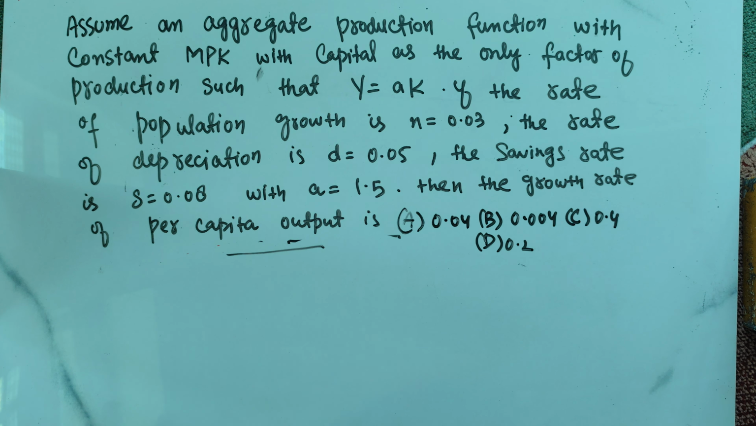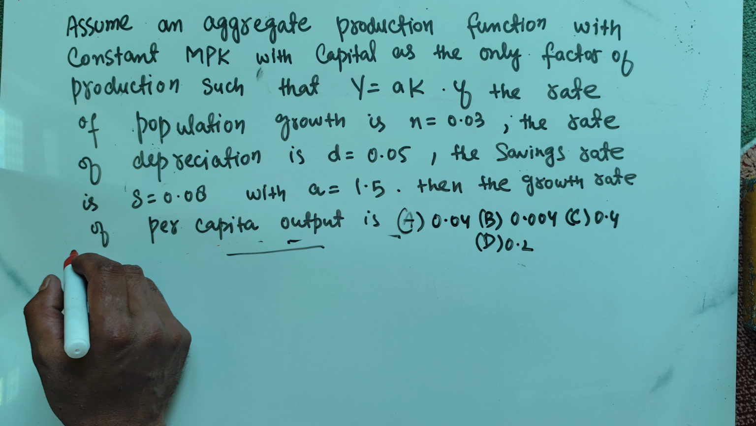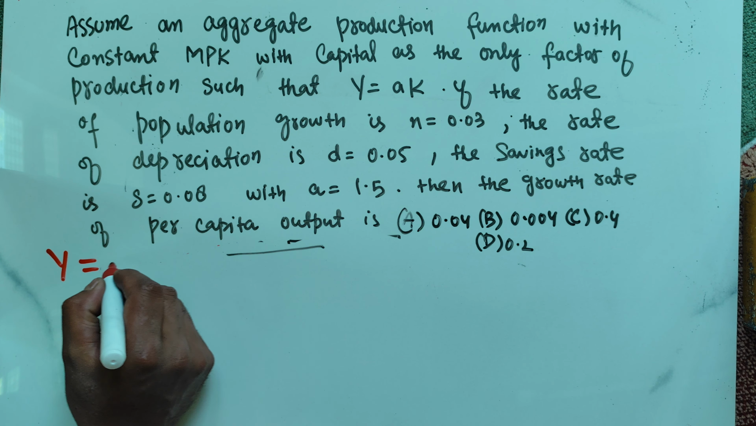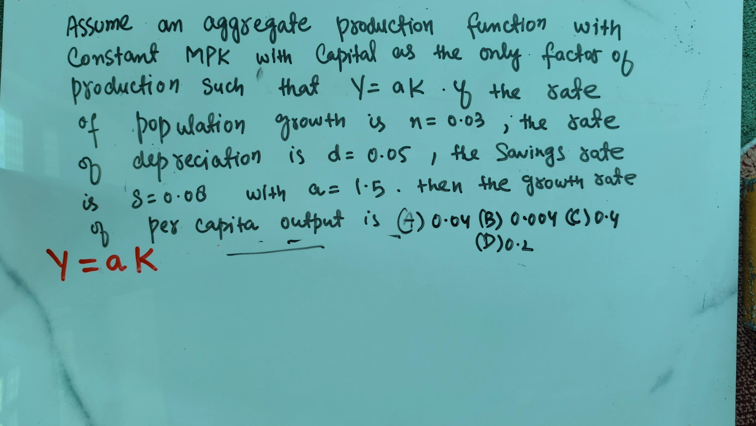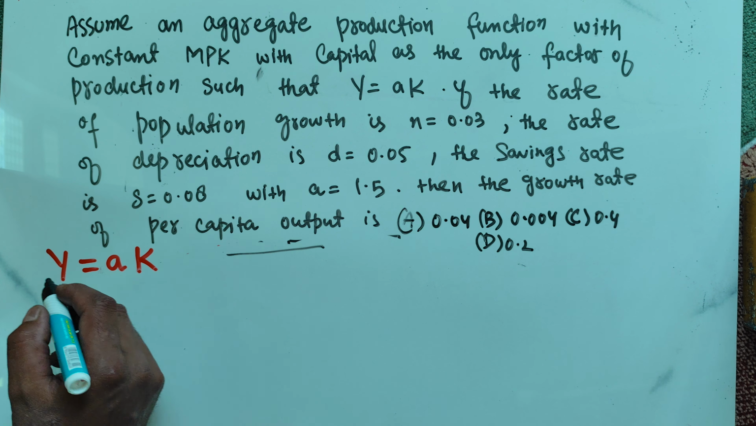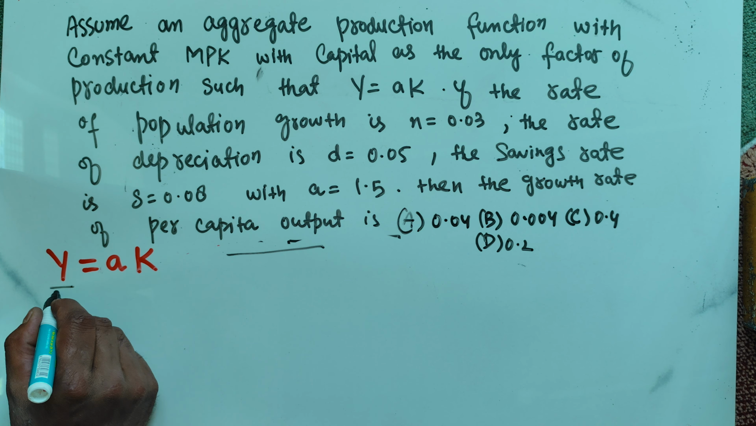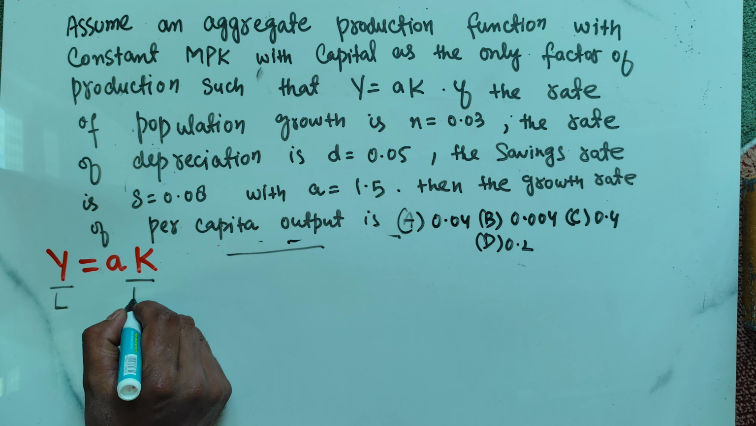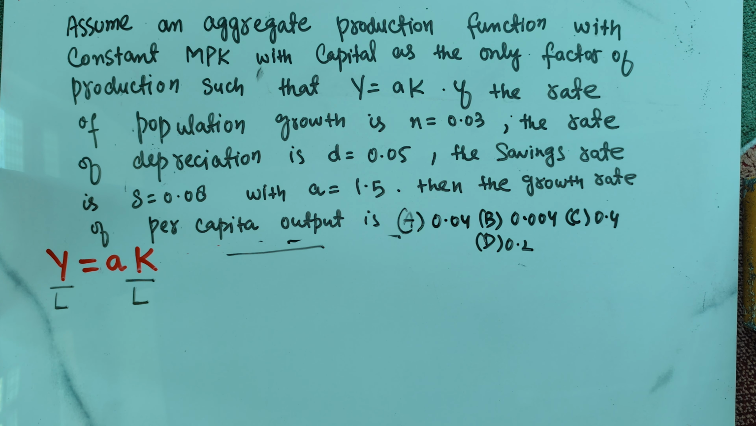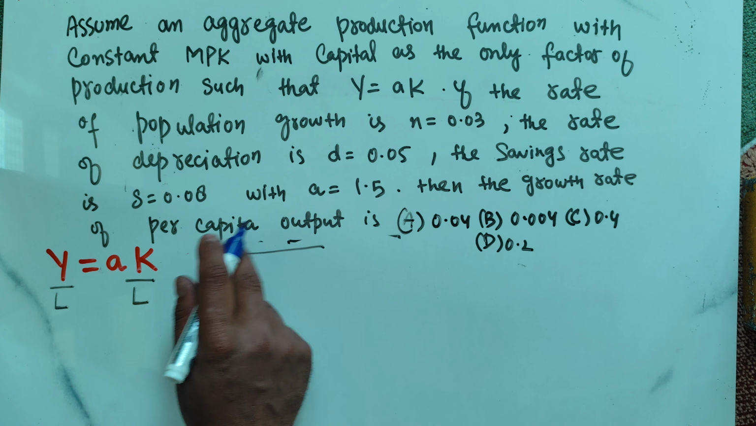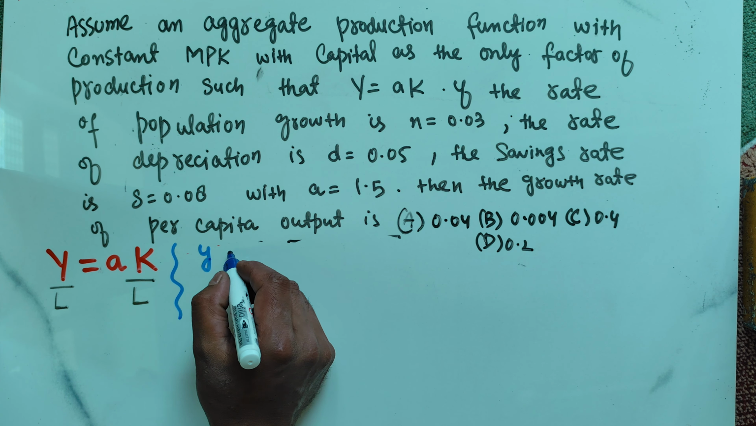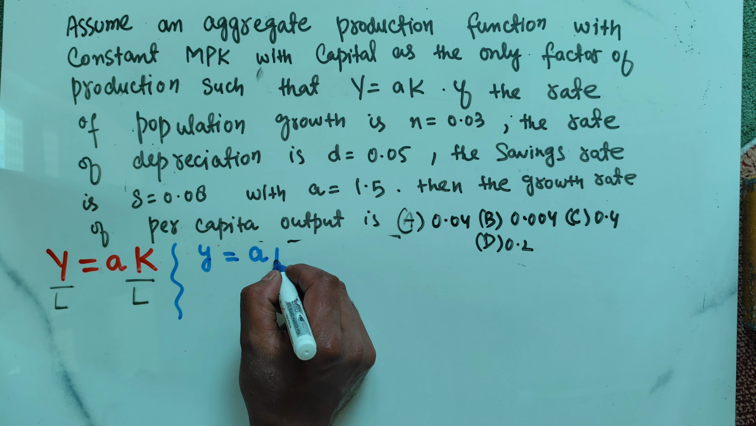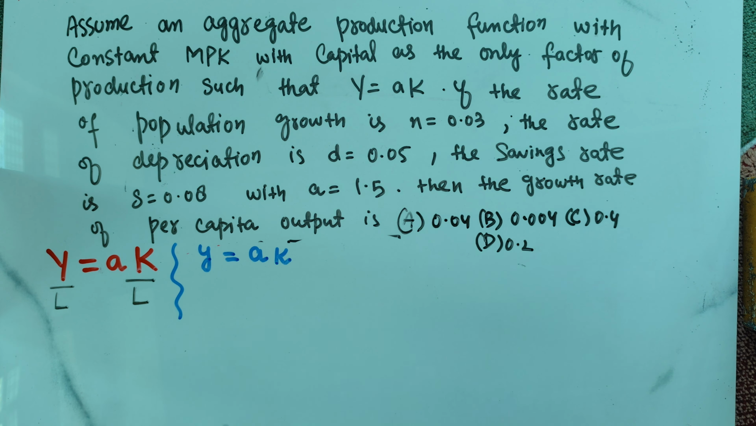Okay, options are being given, we need to find out the correct option. So let's write the given production function. Y is equal to A times capital K. First thing is we need to change this into intensive form, that is, per capita form. So let us divide both sides by L, which implies Y upon L. Let us denote by small y, which will be equal to A times small k. Okay, this is our intensive form production function.